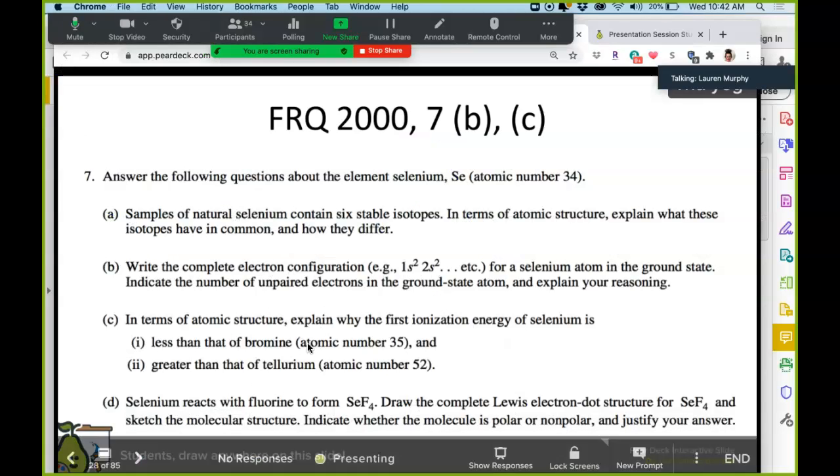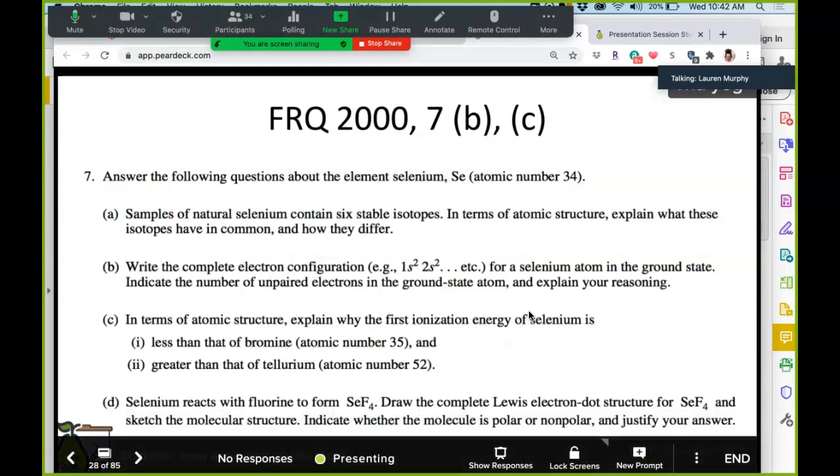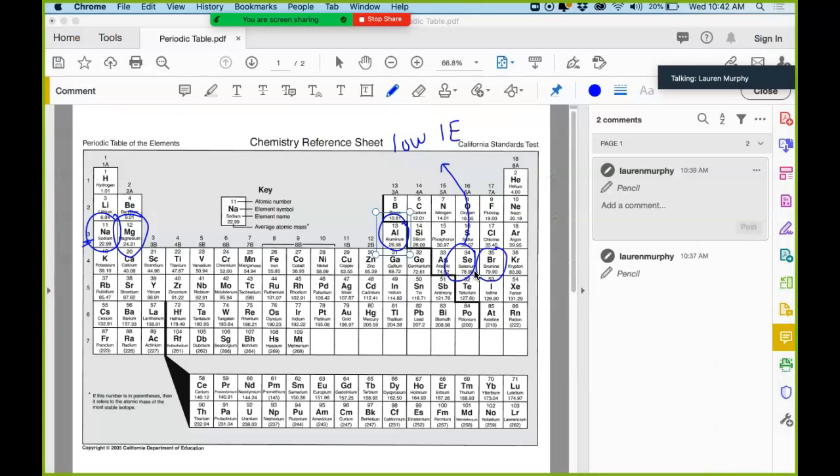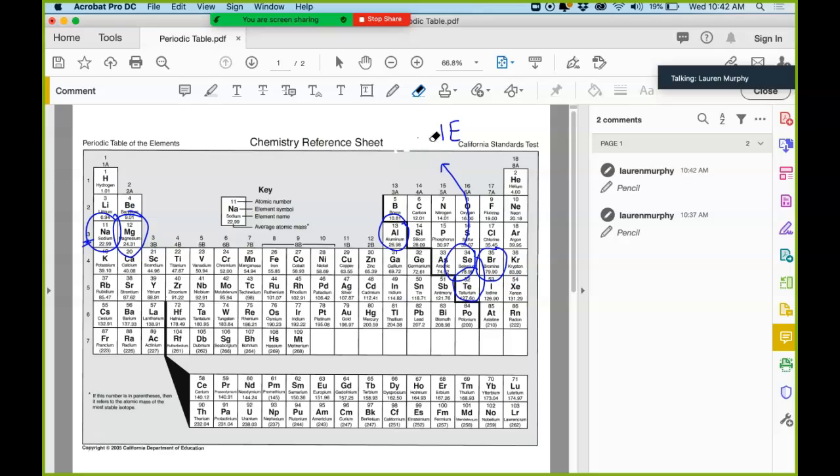and try to write out your own explanation of why selenium has a greater ionization energy than tellurium. So now you go over here and you go, okay, well, where's tellurium? Okay. So now this time, selenium has a higher ionization energy relative to tellurium. So take a second and I want you to see if you can write down a beautiful explanation for this that you would get full credit on the AP test.